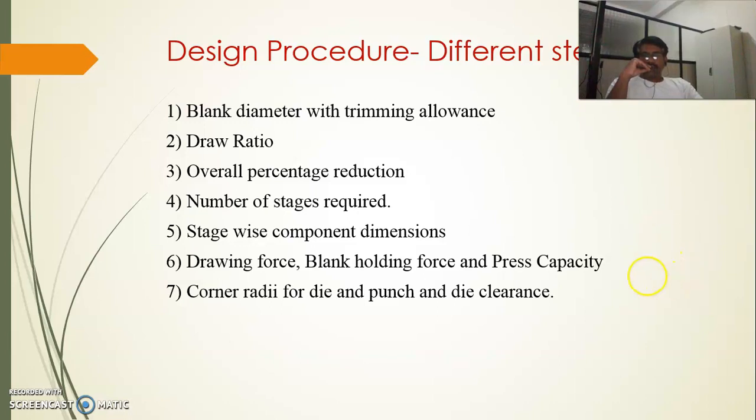The next step is the number of stages required. The next step is that stage-wise component dimensions need to be provided. Then we require to calculate the drawing force and the blank holding force. By these two forces we can find the press capacity required. In the last step we provide the corner radius for the die and the punch, and the die clearance and the punch clearance. So these are the 7 steps by which we can complete the solution.